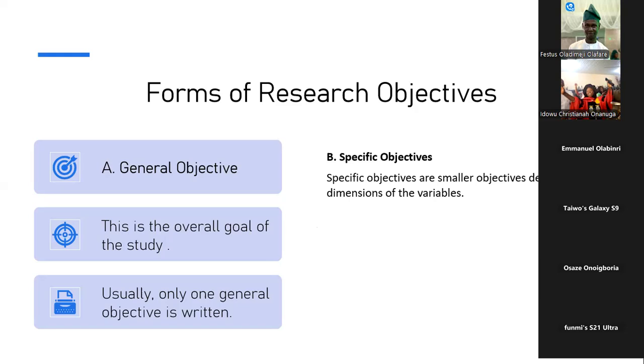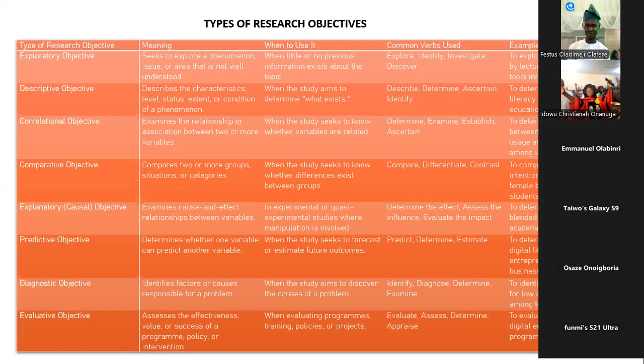That takes us to the types of research objectives. We have several types of research objectives, such as the explorative objective, descriptive objective, correlational objective, comparative, predictive, diagnostic. There are so many, but for today's class, we will focus on correlational objectives, which examine the relationship or association between two or more variables.